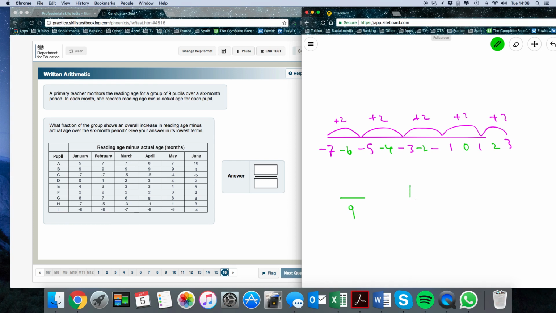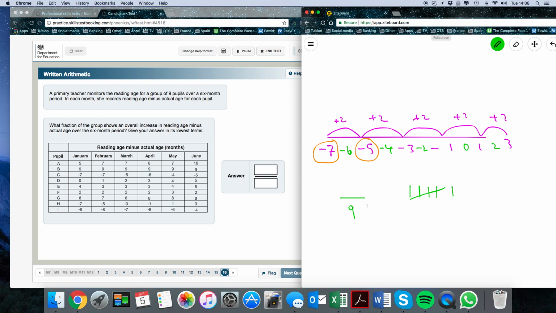So A, yes. B, no. C, yes, because it went from minus 7 to minus 5. If you look at the number line up here, as long as the second number is to the right, then it's gone up. Okay, so we're going to include pupil C. D went from 0 to 5. E went from 4 to 5. F went from 2 to 2. That's not an improvement. G, 8 to 8. H, minus 7 to 3. That's quite a big leap. That's gone up by 10. So that's another one. And then minus 8 to minus 4 has also gone up.